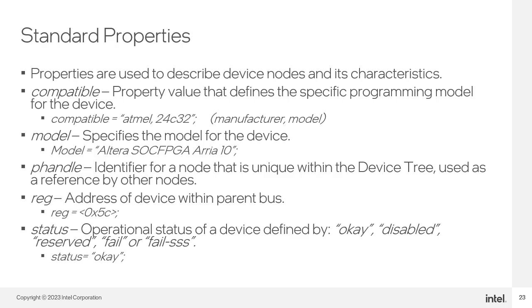Some other properties include compatible, which describes the manufacturer and model, and it is a value that defines the specific programming model for the device. Another property is model, which specifies the model for the device, for example, Altera SoC FPGA Arria 10. Phandle is an identifier for a node that is unique within the device tree. Reg property is an address of the device, which we have also been seeing in some of the examples covered. And finally, you can see the status property, which we talked about before.